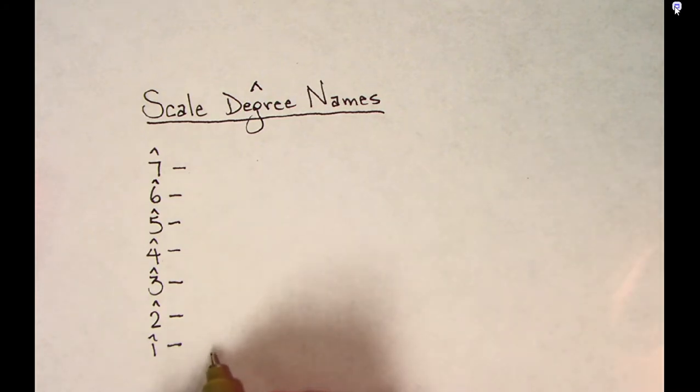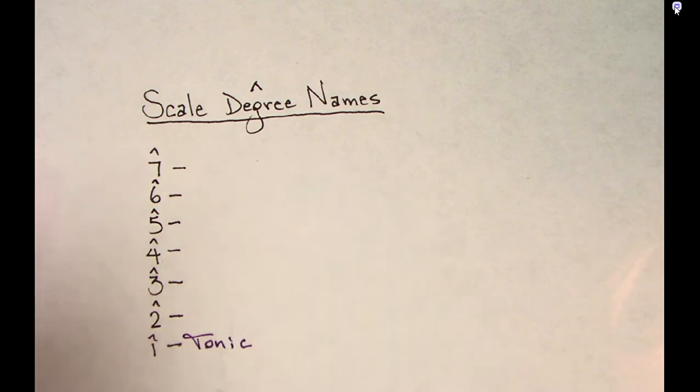So let's start with the easiest one I think that most people know. The 1 of any key. It doesn't matter if it's major or minor. So when you're talking about a scale or a key, whatever scale or key you're naming, the tonic is that name. It's that first pitch in that scale.